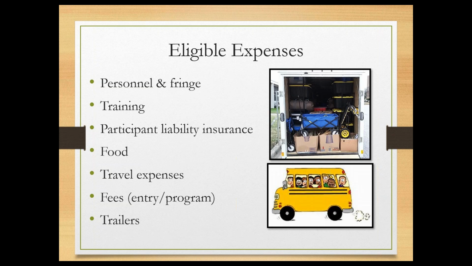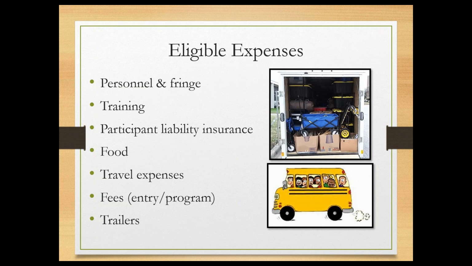But personnel, that can include salary, hourly, intern, contracts, stipends, all of those different types of personnel and their associated fringe. We can support all of those. One big change for this year is that we no longer have our 40% cap on personnel. So it used to be that you could only request up to 40% of your total budget for personnel. We have removed that cap.